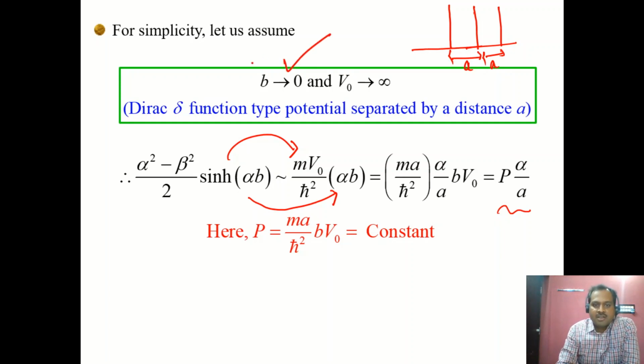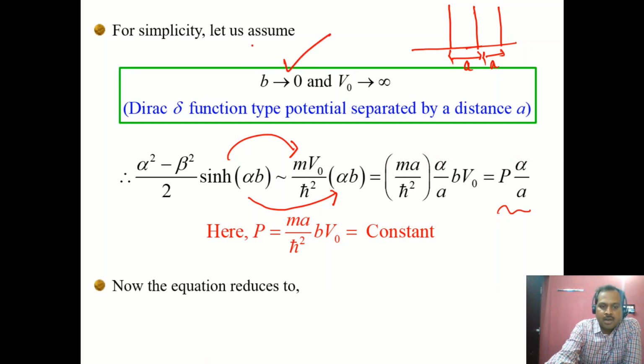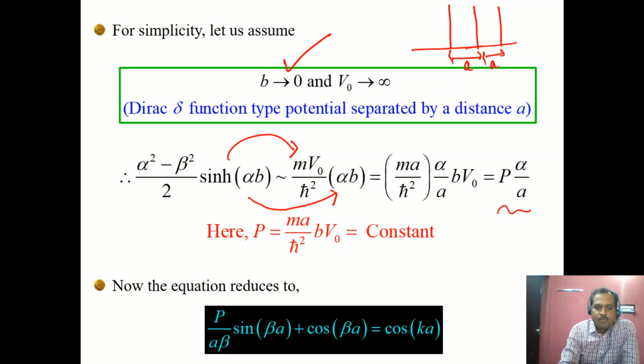Now our equation will reduce to P by a beta into sin beta a plus cos beta a is equal to cos k a. Now the right hand side, since b tends to 0, will be simply cos k a, and the second term is going to remain the same except the b term here, so it will be cos beta a. Now it is relatively easy to plot this function. So again, this is bounded between the values +1 and -1.